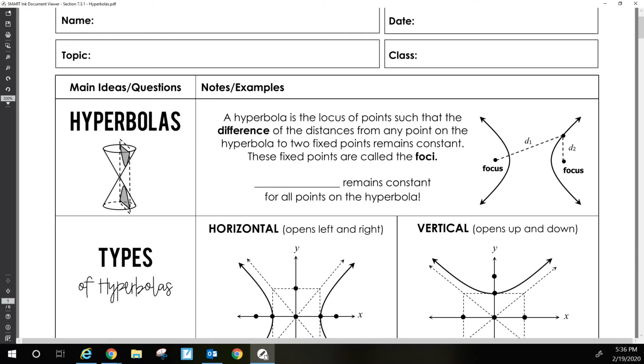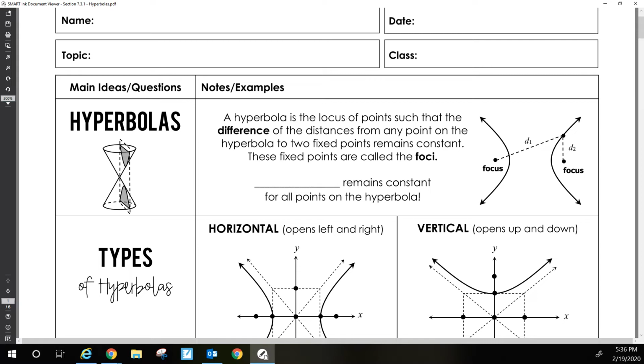There you go. Here's a hyperbola. This is when we slice our cone almost straight vertically so that we hit both the top nappe of the cone and the bottom nappe of our double-napped cone. And then we need to define what the locus is. A hyperbola is defined as the locus of points.